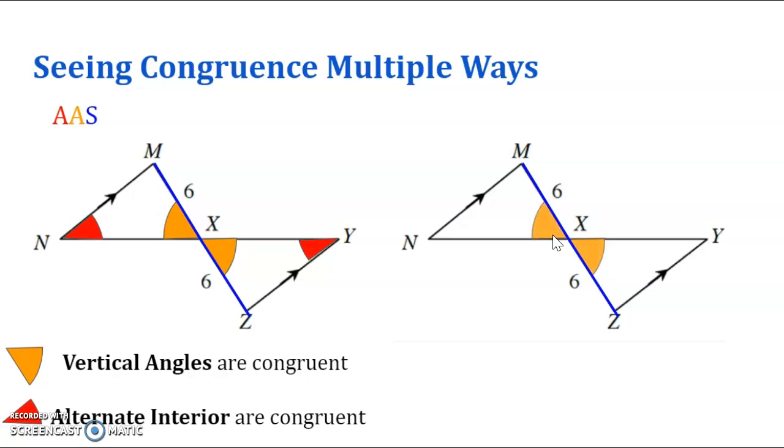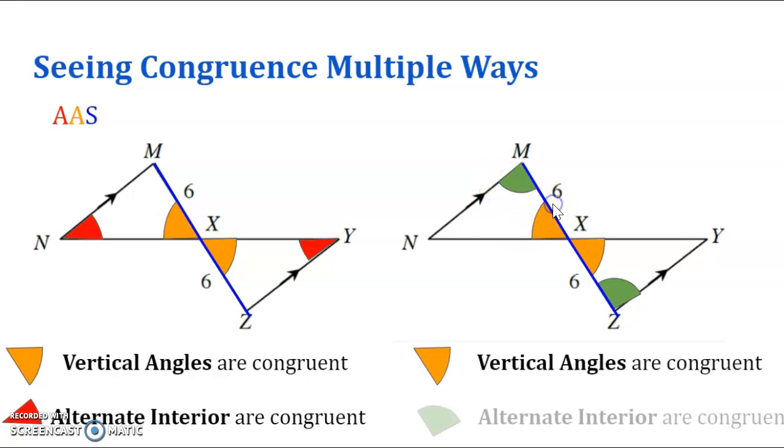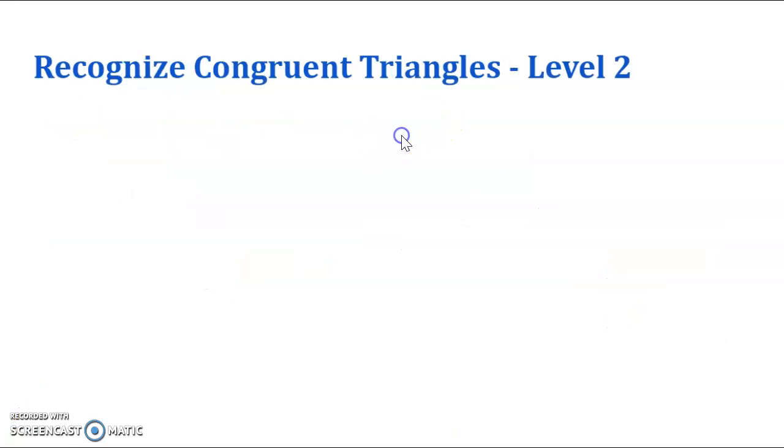Or you could have used the other alternate interior angle, so angle M. In this case, you have alternate interior angle, then a side that is congruent, followed by the vertical angles that are congruent. So it's going to be angle, side, angle. Depending on which angle you are using, you will be getting a different congruence theorem.